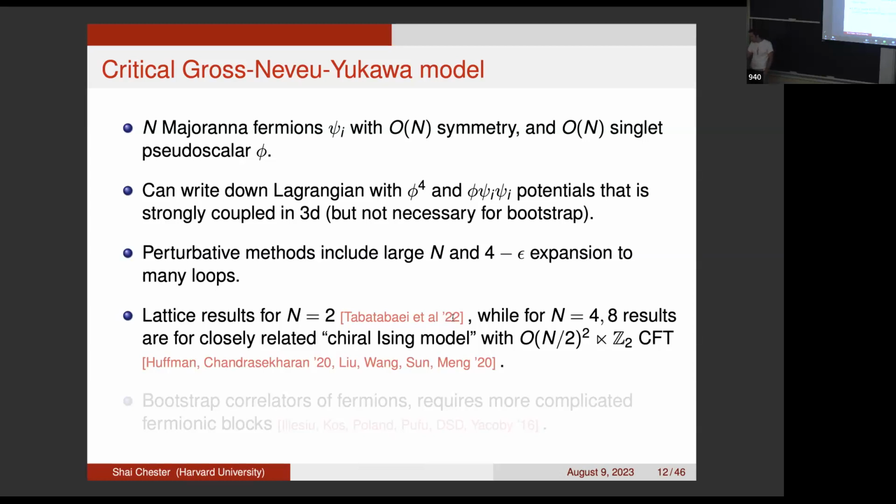It's called the chiral Ising model, which has a different symmetry group, but from the lattice perspective, it's hard to tell the difference between the two. And so sometimes they don't even know which model they're studying. It's even confusing looking at the lattice papers.